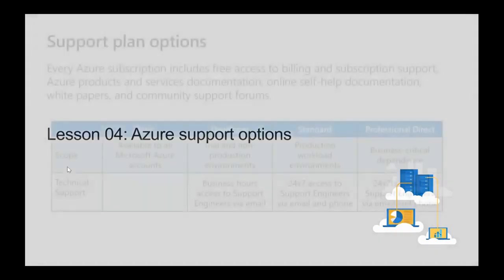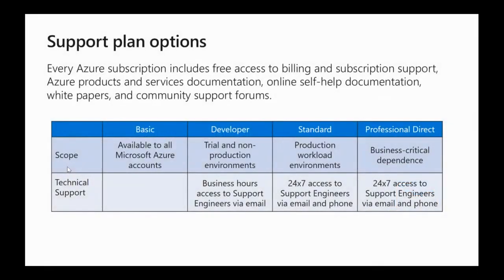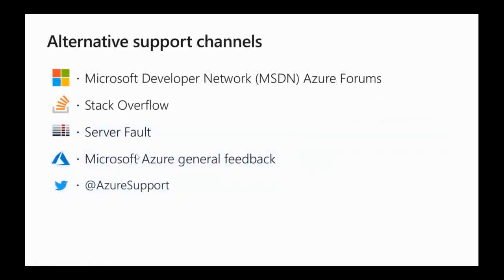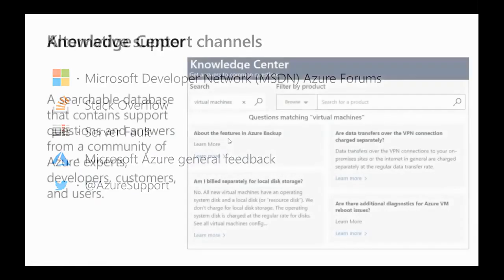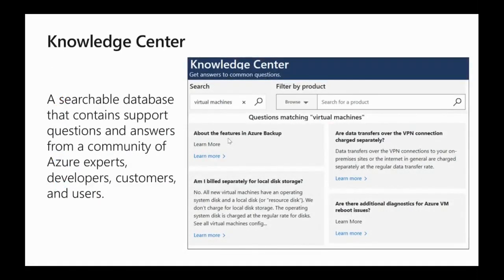And then we have the support options. If you're going through a CSP, you get support, at least now, for free from a CSP from Redington. But if you take anything from Web Direct under Open or from Enterprise, you have basic, developer, standard, and professional direct support available. Alternative support channels: we have MSDN platform, Stack Overflow, Azure general feedback, and Azure support on Twitter, but these are not very dependable support. They will only give you a reply as per availability. We have a knowledge center in Azure where you can find answers to most of the generic issues and take a fix from it.